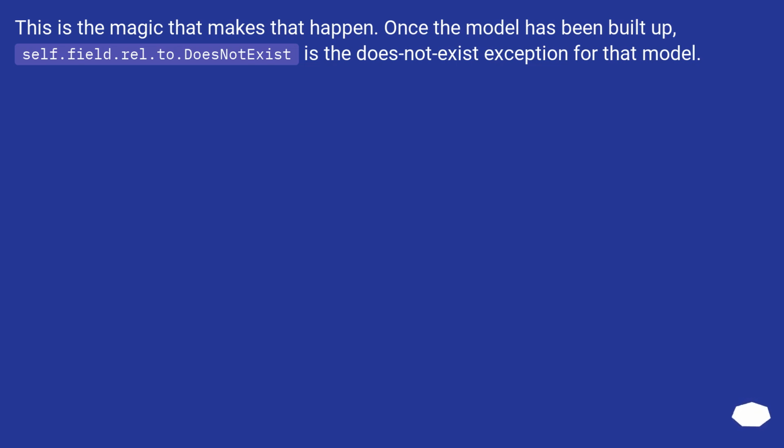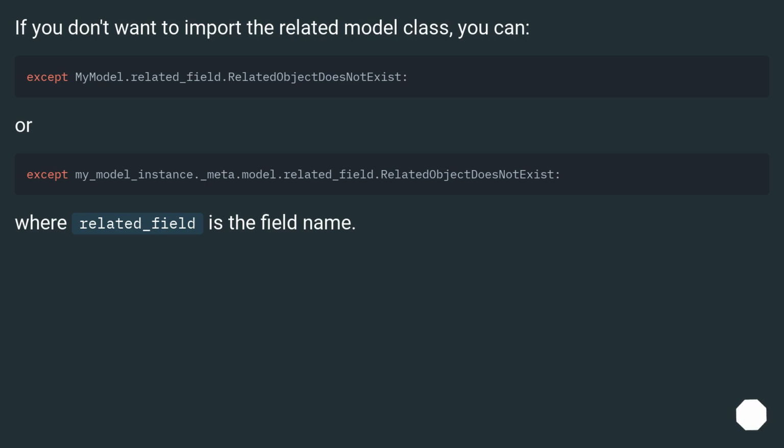This is the magic that makes that happen. Once the model has been built up, self.field.rel.to.DoesNotExist is the DoesNotExist exception for that model. If you don't want to import the related model class, you can. Or where related_field is the field name.